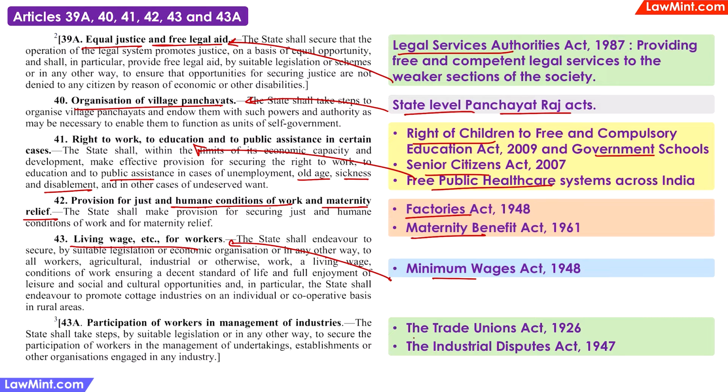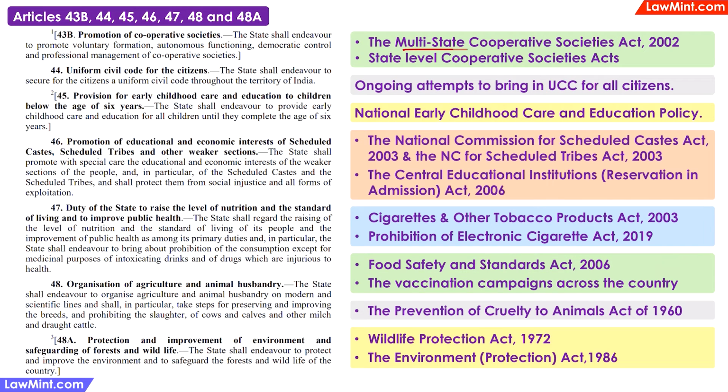The legislations like the Trade Unions Act and the Industrial Disputes Act enable the participation of the workers in the management of industries. The Multi-State Cooperative Societies Act and various state-level cooperative societies acts promote cooperative societies across India. There are several ongoing attempts to bring in a Uniform Civil Code for all citizens in India. The National Early Childhood Care and Education Policy looks into the provision of early childhood care and education to children below the age of 6 years.